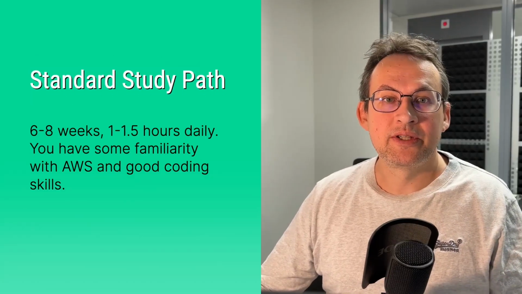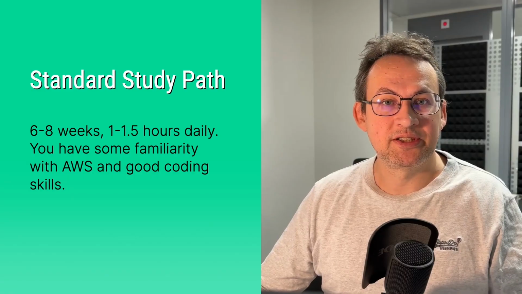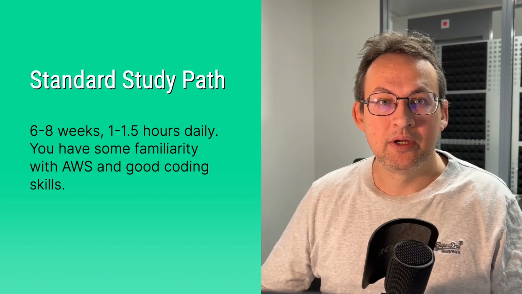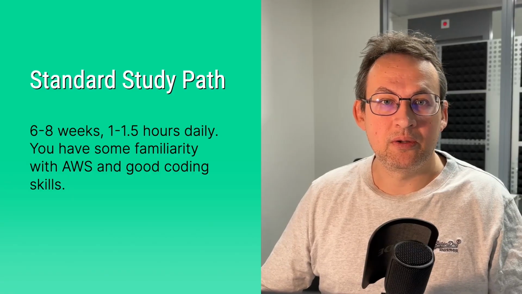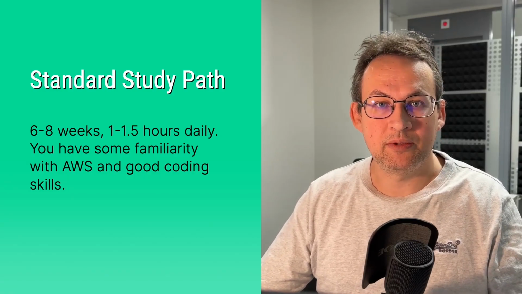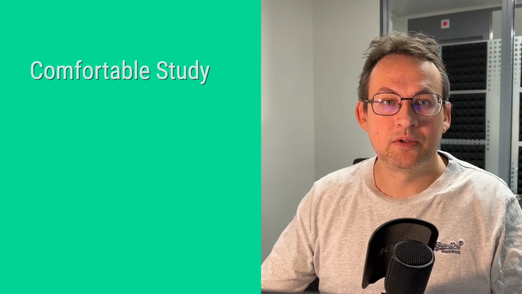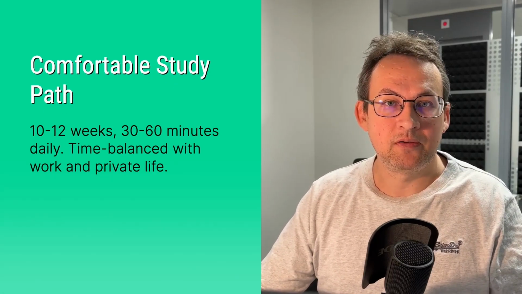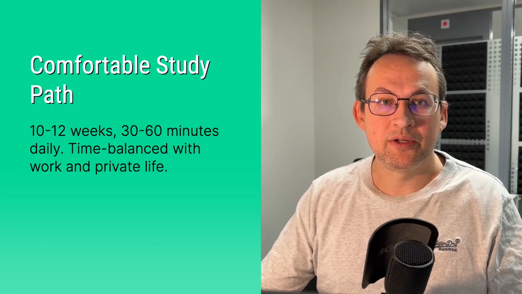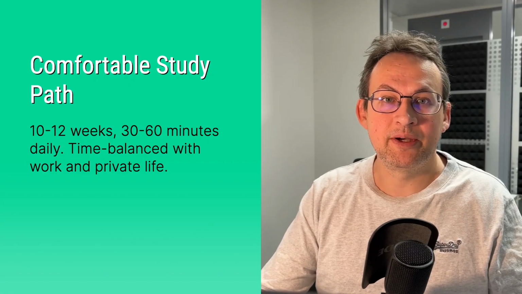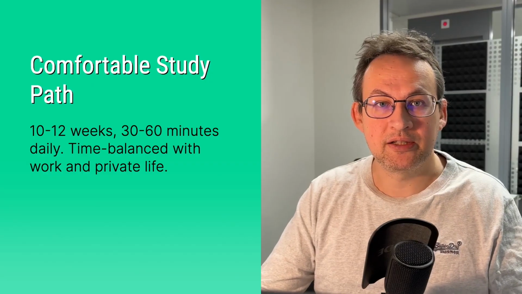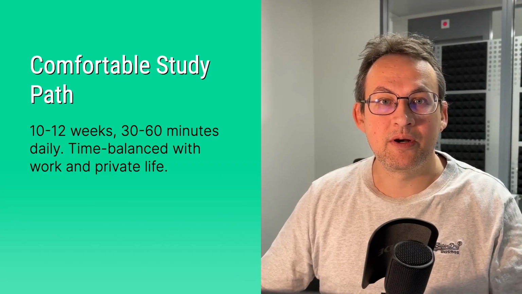Standard path, 6 to 8 weeks, 1 to 1.5 hours of daily study. You have some AWS familiarity. Maybe you've played around in the console and deployed something to EC2 before. This is the most common timeline I see with people who pass. Comfortable path, 10 to 12 weeks, 30 to 60 minutes daily. You are new to AWS or you're balancing this with a demanding full-time job and family commitments. There's no shame in taking it slower. This is a marathon, not a sprint.